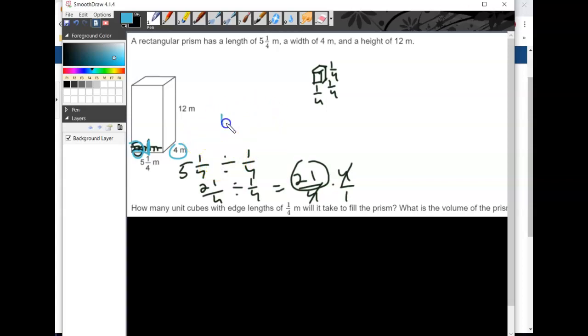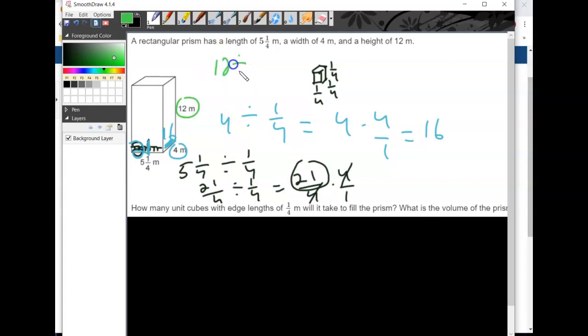If I do 4 divided by 1/4, that's 4 times 4 over 1, which is 4 times 4. It's going to be 16. I could fit 16 of them along this side. And if I look at the next dimension, 12, the same thing's going to happen. How many quarters can you fit into 12? It's going to be the same as 12 times 4.